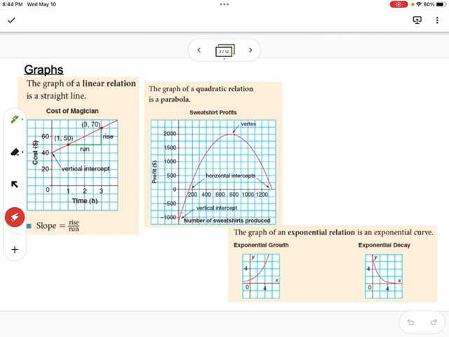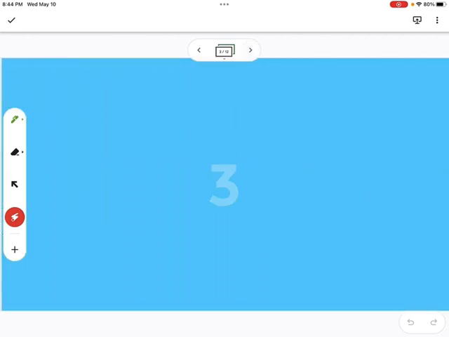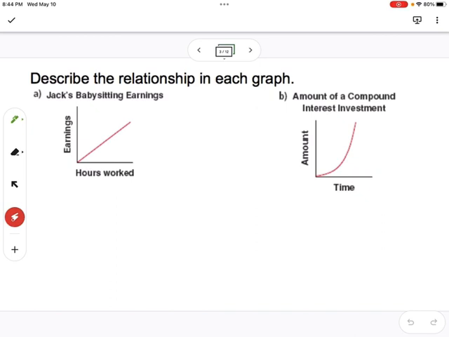Okay. Another type of graph is exponential. We have done a unit on this already. So just as a reminder, we have our exponential growth and our exponential decay, and that's what the exponential functions look like. Okay. So we want to describe the relationship in each graph. So this first one, we notice that we have a straight line, and that means this is linear.